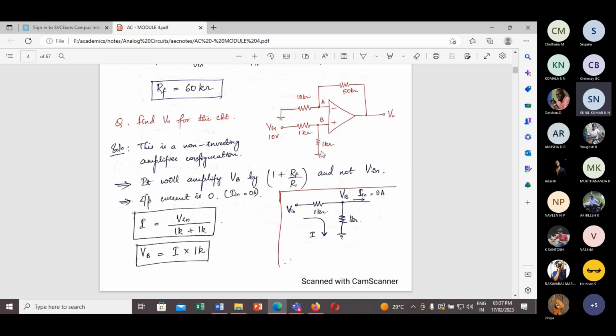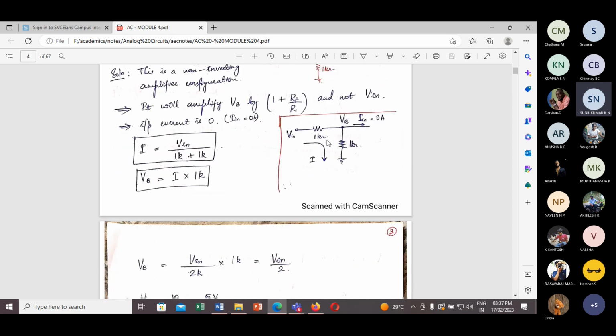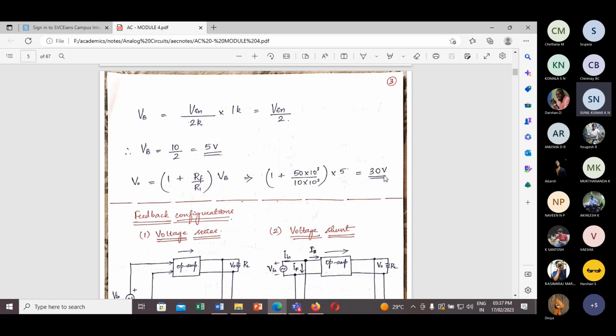So you'll be getting 5 into 1 plus 50 by 10. That is, 50 by 10 is nothing but 5 only. So 1 plus 5, 6, into 5, 30. You will be getting 30 as the output. So you can see here, the same thing you are going to get as the output for the non-inverting.